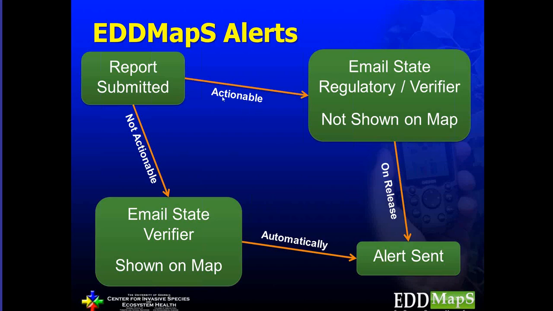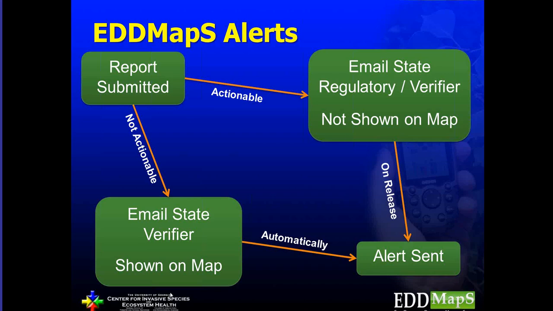So then we built an alert system on top of that, and the way the alert system works is the report comes in. If it's an actionable species, in which currently all the plants that are part of this for the western states are considered actionable, then an email is automatically sent to the state regulatory or verifier, and is not shown on the map. An alert would not be sent out for that species to anybody that signs up for alerts until it has been released by the state weed coordinator in this case.